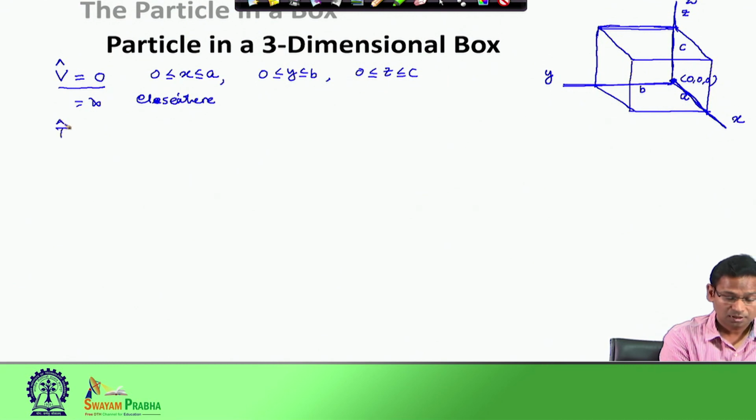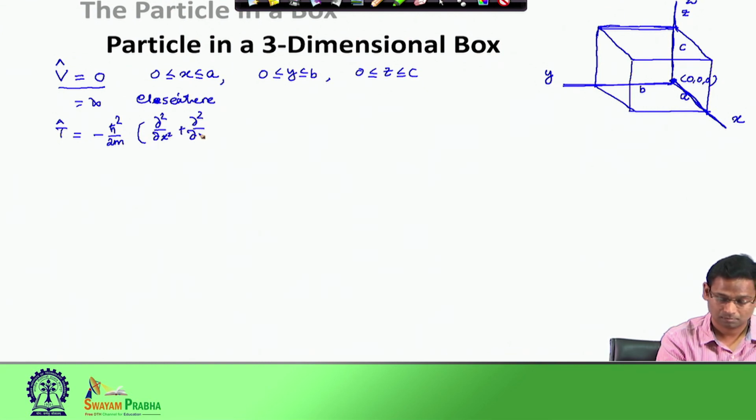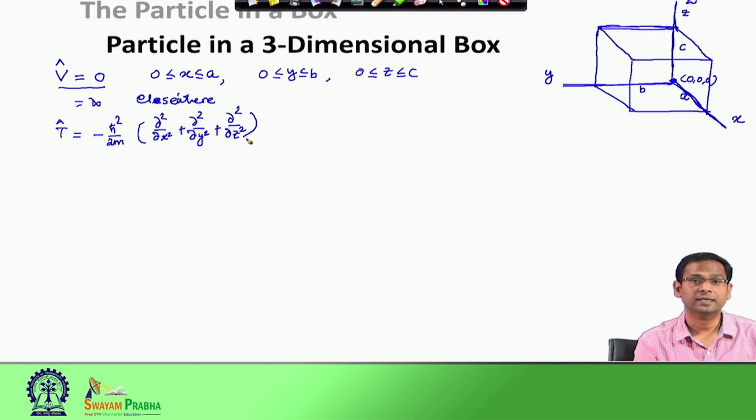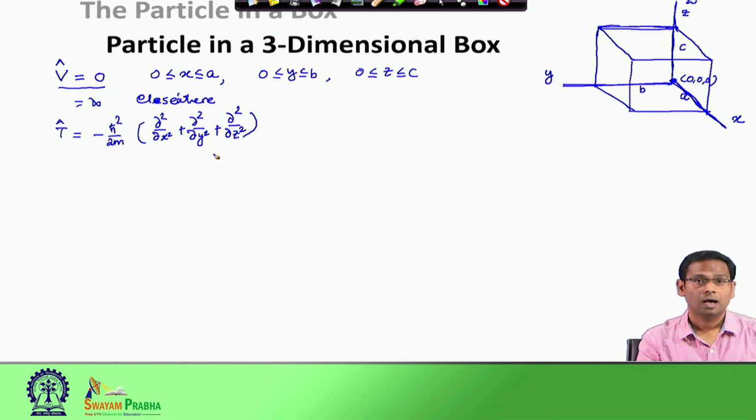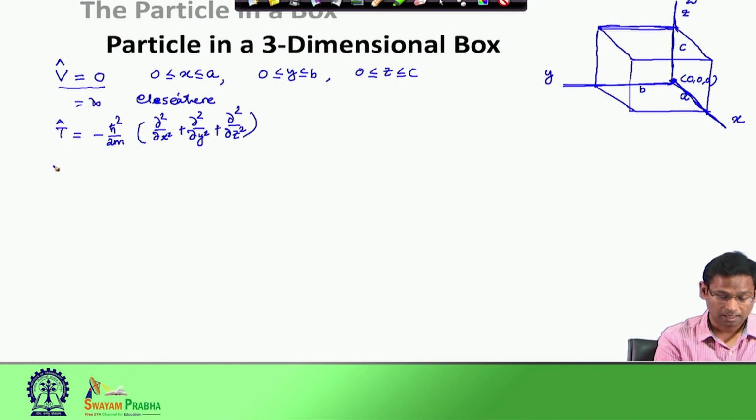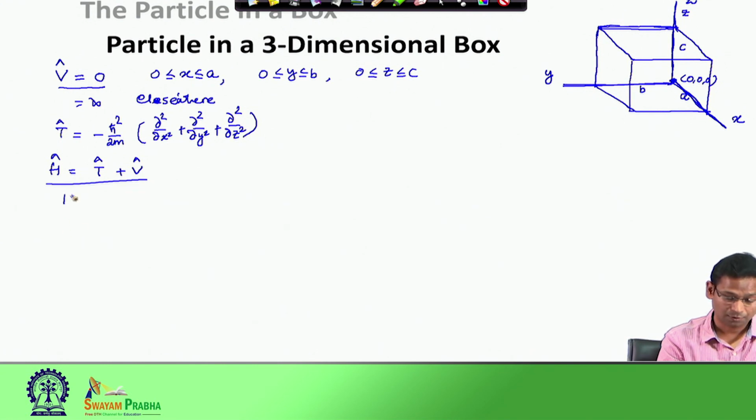What about the kinetic energy operator? The kinetic energy operator we have already seen is minus h bar square by 2m times the Laplacian. If you see, the kinetic energy operator is now expressed in terms of the second derivative with respect to x, y, and z. Now, the Hamiltonian is of course the sum of the kinetic energy and potential energy operators. And when we solve this problem, we would write down the final Schrödinger equation, H psi equals E psi.